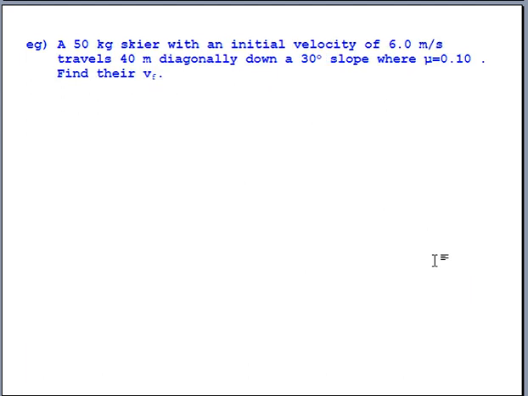Okay, the next one. Actually, the next two kind of come as a pair. Got a 50 kilogram skier. They've got an initial speed there of 6 meters per second, and they're going to go diagonally down this 30-degree slope. Okay, so there's that same thing again, right? Got the diagonal distance with the angle, so we should be able to find a height for that. There's a little bit of stickiness with their skis, and we're going to find their final velocity, how fast they're going in the end.